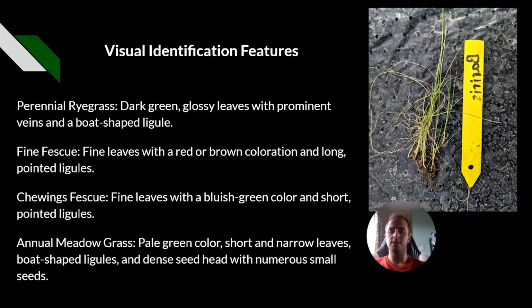So, the visual identification features, these are a few things we picked out before in previous slides. For example, perennial ryegrass has a dark green leaf, glossy with prominent veins. Fine fescues have very fine leaves, which are typically red or brown. Chewings fescues have fine leaves and also have a bluish or green colour. Annual meadow grass, the Poa, has a paler green colour and stands out like a sore thumb in a lawn. It has short, narrow leaves, and there's quite a dense seed head with numerous small seeds.